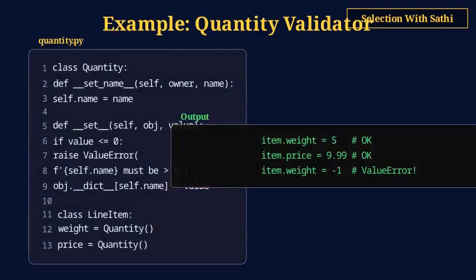The Quantity descriptor validates that values are positive. In __set_name__, it stores the attribute name. In __set__, it checks if the value is greater than 0. If not, it raises ValueError with the field name in the message. The validated value is stored in the instance's dictionary using self.name as the key. Now, any class can declare weight equals Quantity() and price equals Quantity(), and both fields automatically enforce positive values.